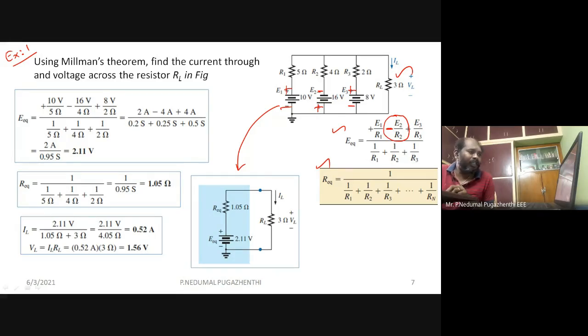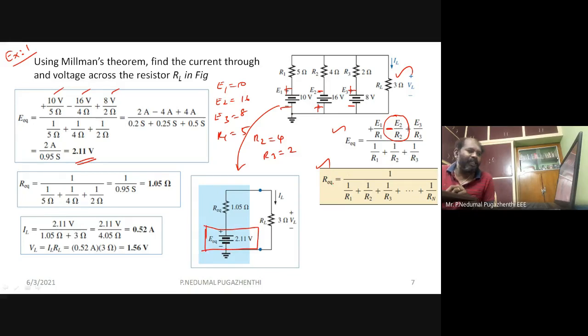So I will substitute: E1 is 10 volt, E2 is equal to 16, E3 is equal to 8, R1 is equal to 5, R2 is equal to 4, and R3 is equal to 2. I will substitute all these values here. I will get 10 by 5, 16 by 4, 8 by 2, over 1 by 5, 1 by 4, 1 by 2. So this E equivalent, if I solve that, I will get 2.11 volt. Got the formula? Just applying it in the formula, I am getting the value. So my E equivalent is going to be 2.11 volt.